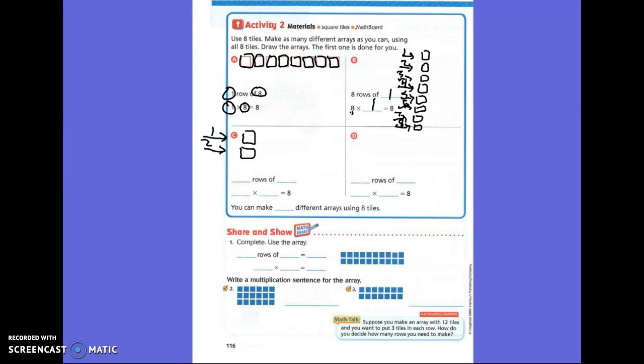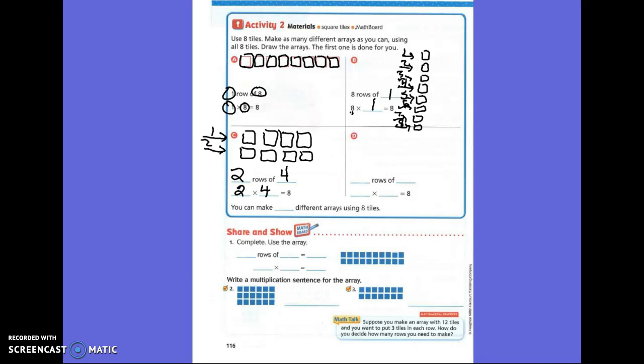Bella? Try 4. Okay, let's see if you're right. 4 in each row. Do I have 8 tiles? Yes. Okay, so I have 2 rows of how many? 4. 2 rows of 4. I said, please write this down. 2 rows of 4. So what is my multiplication sentence? Eli? 2 times 4 equals 8. 2 times 4 equals 8.